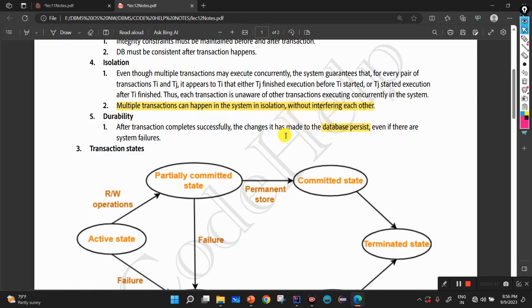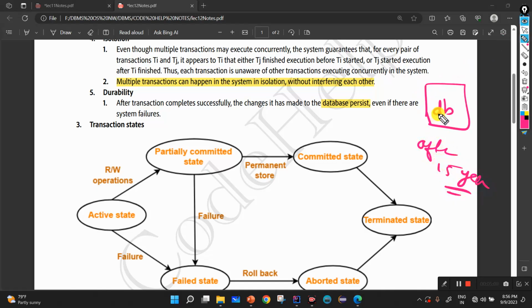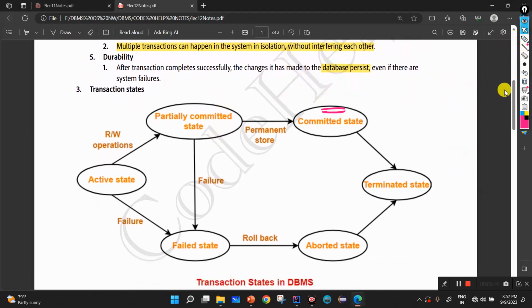Very logical point. Now durability means the database should always be persistent. If someone views his database after a long time, let's suppose 15 years ago, it should always be correct. Always being correct means durability. Persistent data should be there. So this is it about durability.